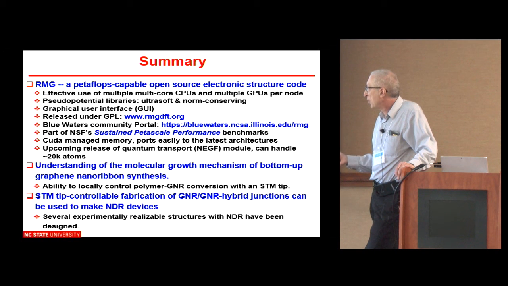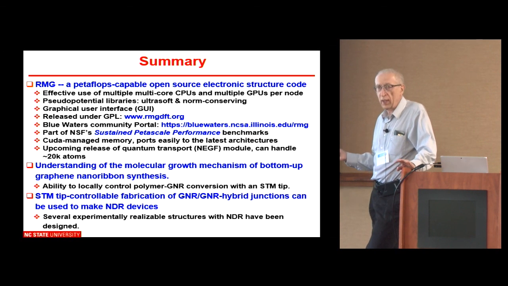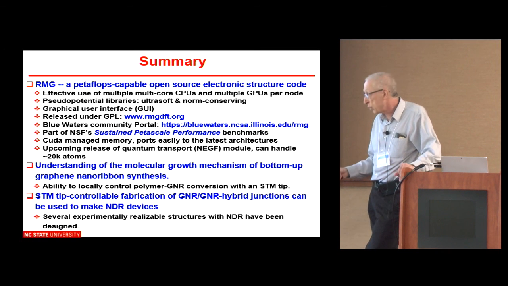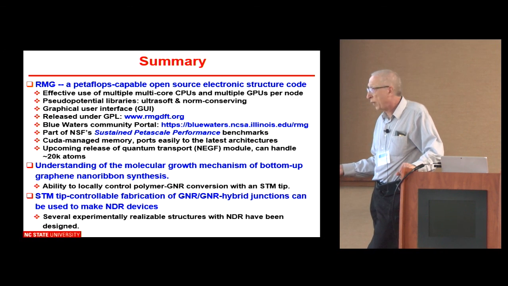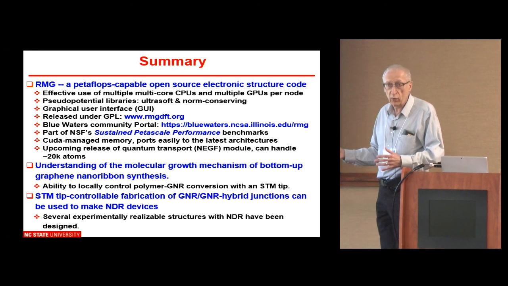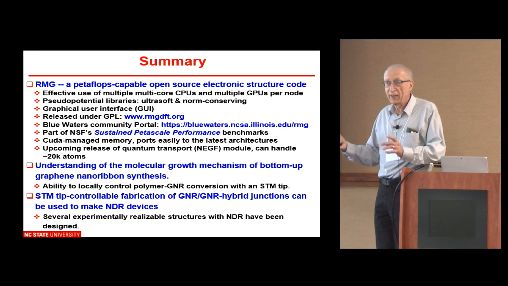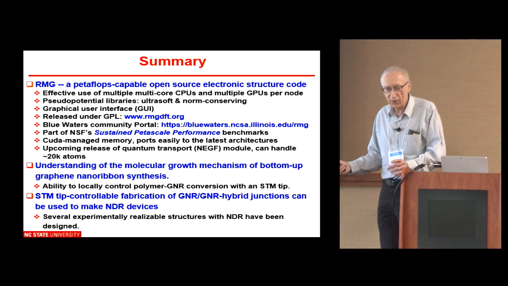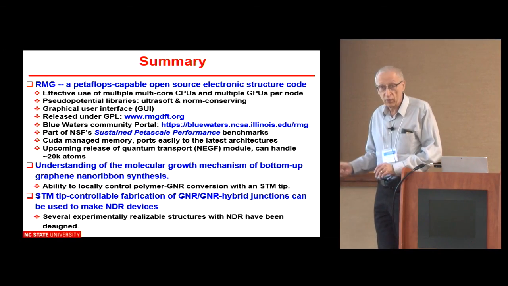There's an upcoming release of quantum transport module that can handle many, actually tens of thousands of atoms because it's linear scaling. Then we talked about understanding molecular growth of bottom-up graphene nanoribbons, ability to control locally the conversion, and fabrication. Actually, those structures have already been made. Measuring at those distances is another story. That's still in progress. Thank you very much for your attention.